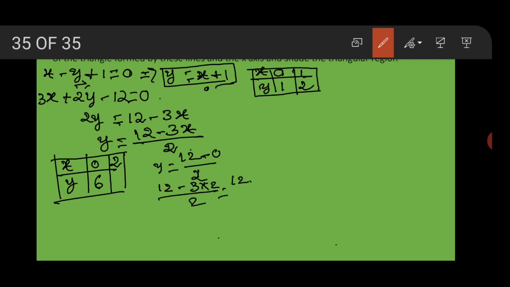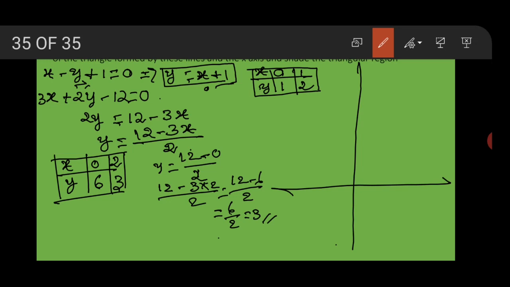Again give one more value to x. Take x is equal to 2. Then what happens? 12 minus 3 into 2. 3 twos are 6. So 12 minus 6 divided by 2 is equal to 6 by 2 is equal to 3. So value of y is equal to 3. Now draw the graph. Using these two value tables, plot the graph.